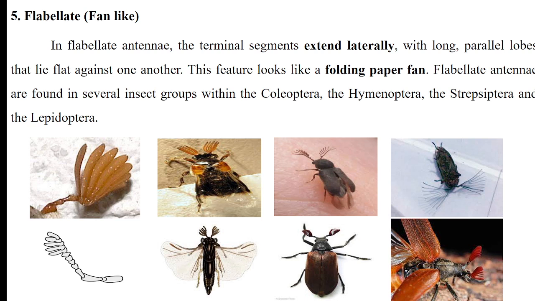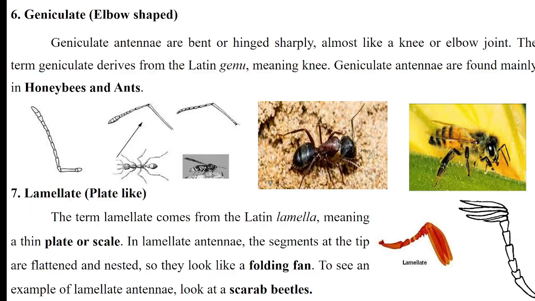In villages this hand fan is used, so it looks like that only. And this type of antenna is found in several insects like some of the coleopterans, hymenopterans, and strepsipterans. You can see here this is the stylopid with flabellate antennae, and some of the lepidopterans also.